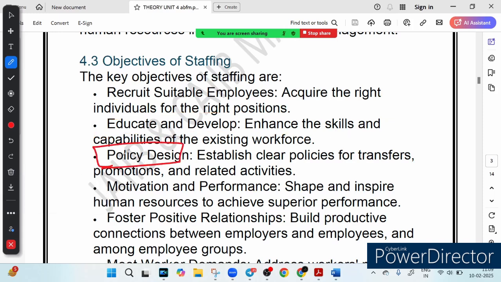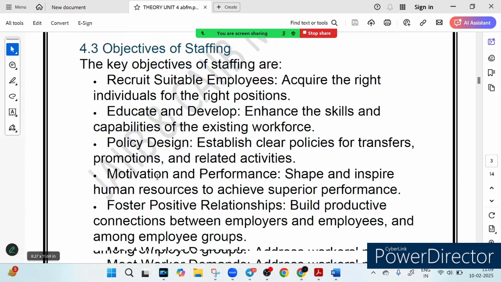Then we have something called policy design. Clear policies and clear rules are essential. Imagine a game without a rule. It will be chaos, isn't it? Suppose you are playing a game and there is no rule, it will be chaos. So policies for transfer, policies for promotion, keep the workplace fair and transparent. So this is called policy design.